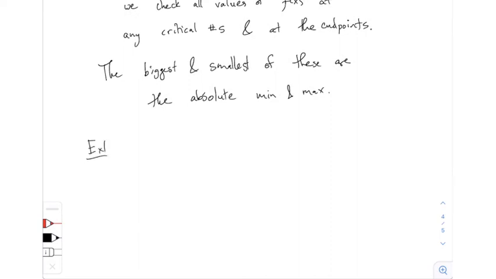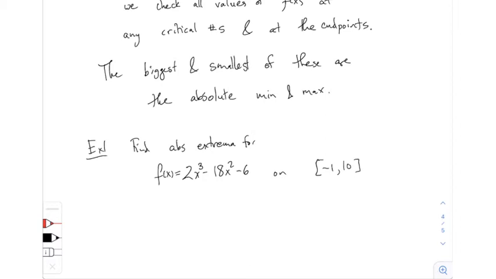How about this: find the absolute extrema for this function, f of x equals 2x cubed minus 18x squared minus 6 on the closed interval minus 1 to 10. In such a problem, you will always be told the function and also a particular closed interval. Because if you don't restrict it to a closed interval, then there's no guarantee that there even is an answer to this question. And it becomes quite a bit harder if you don't know ahead of time that there is an absolute minimum and maximum.